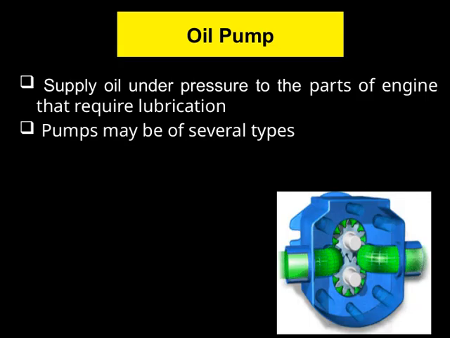Now, let's talk about how oil is supplied under pressure to the different parts of the engine that need lubrication. This is a crucial part of engine maintenance because proper lubrication reduces friction, prevents overheating, and minimizes wear and tear. The oil pump plays a key role here, as it is responsible for circulating the oil through the engine. It's worth noting that oil pumps can come in several different types, each designed to suit specific engine requirements. Despite the variations, their primary function remains the same: to ensure a steady flow of oil under pressure.